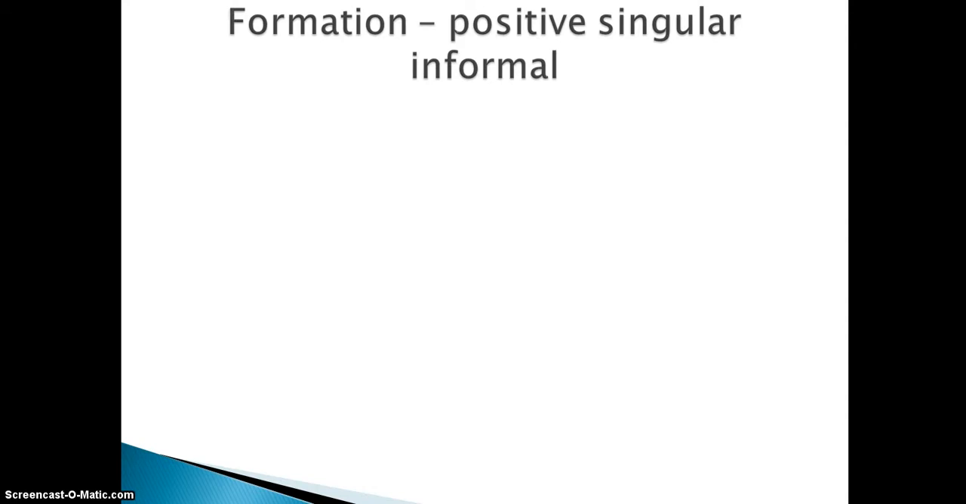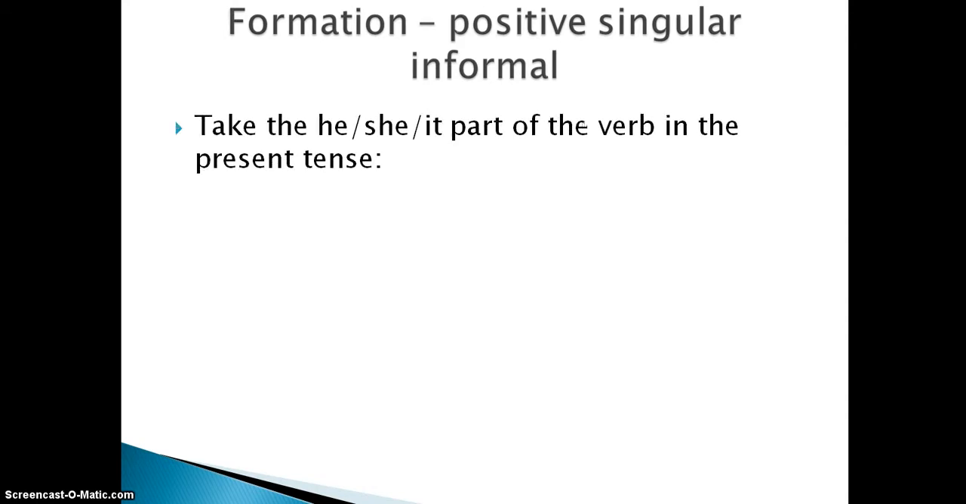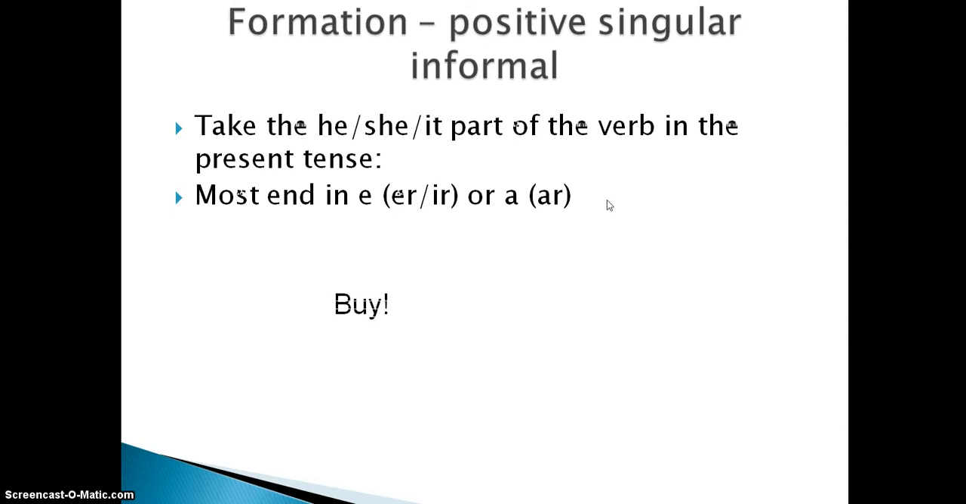So let's have a look at the informal ones first, and this is the singular version. So this one, we take the he, she, it form of the verb in the present tense. If you don't remember how to do that, er and ir verbs end in e, or ar verbs end in a. Okay, I know it says he, she, it form of the verb, but it is the you form when we're doing this one. So I'll give you some examples.